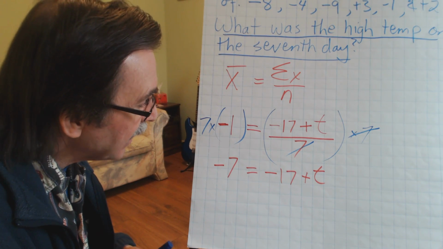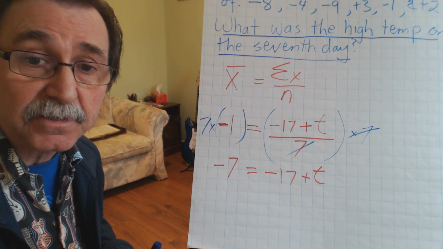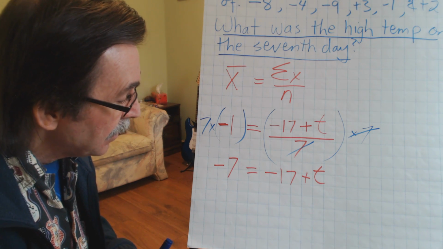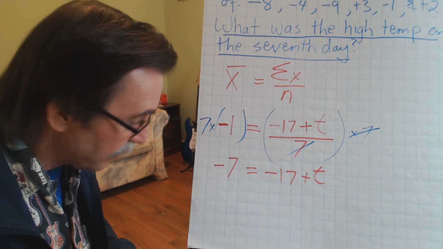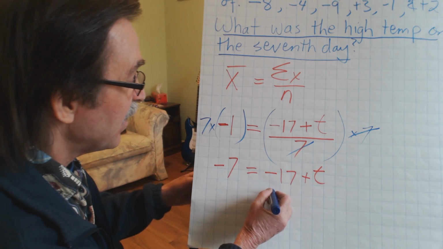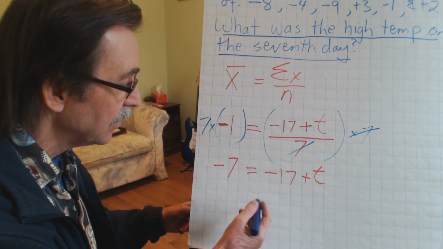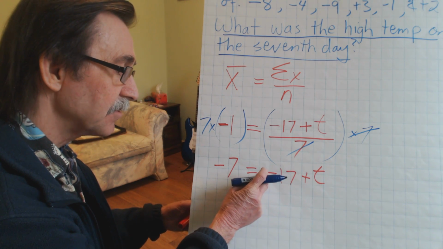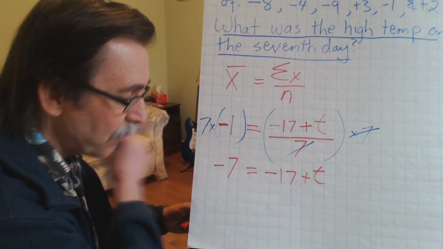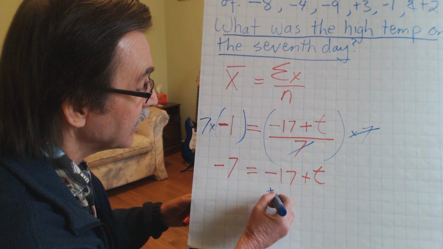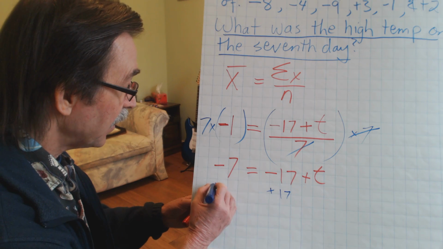So we have -17 plus T. I want to isolate the T. So the -17 is in the way. And the golden rule of mathematics is whatever you do to one side, of course you do to the other. Okay? So we have, if this is subtraction, you use the inverse operation. And the inverse operation to subtraction, or in this case it's a negative 17, the way we dispose of the negative 17 is by adding 17 to both sides.